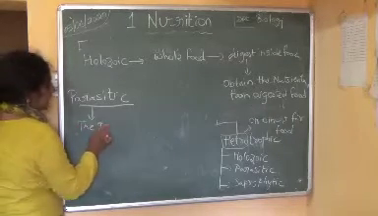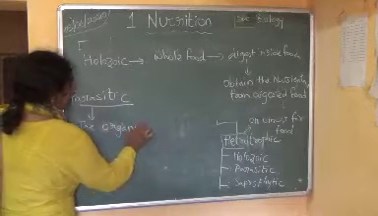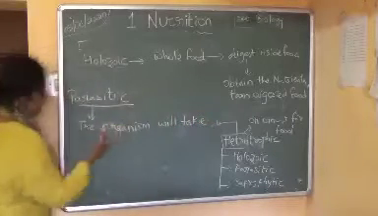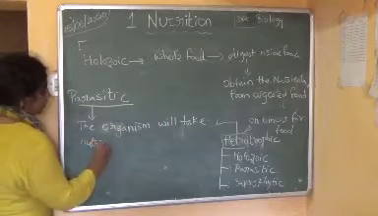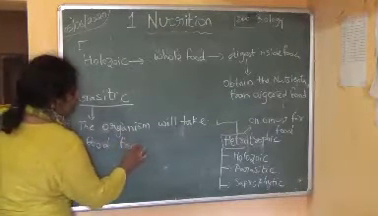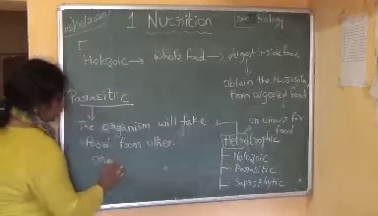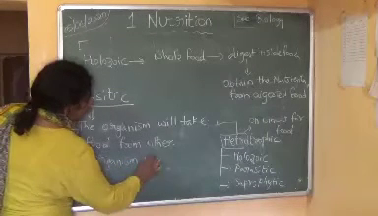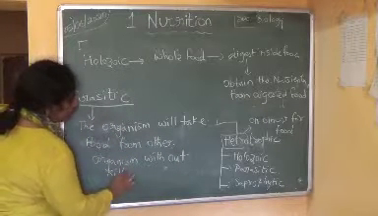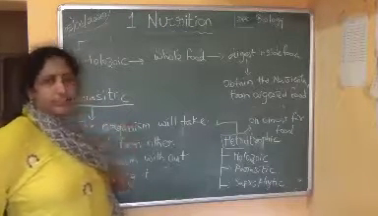The parasite will not prepare its own food. It will take the food from another organism without destroying it, without killing it. That mode of nutrition is called parasitic nutrition.